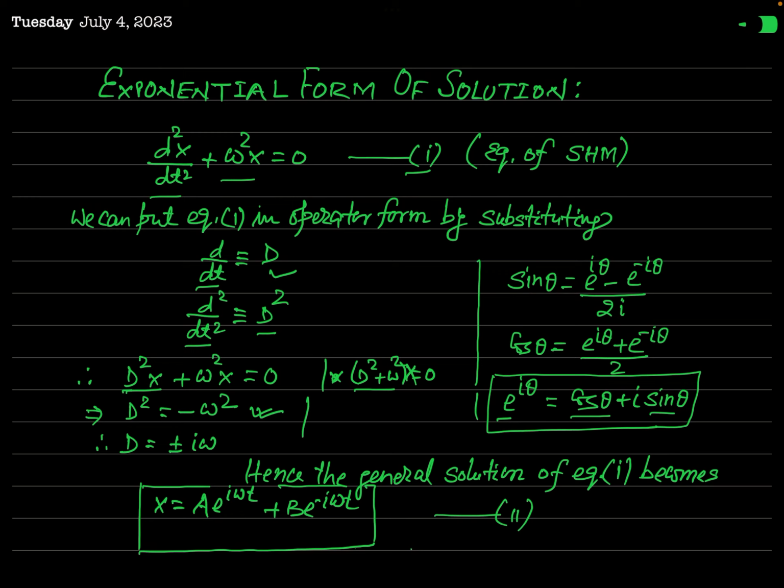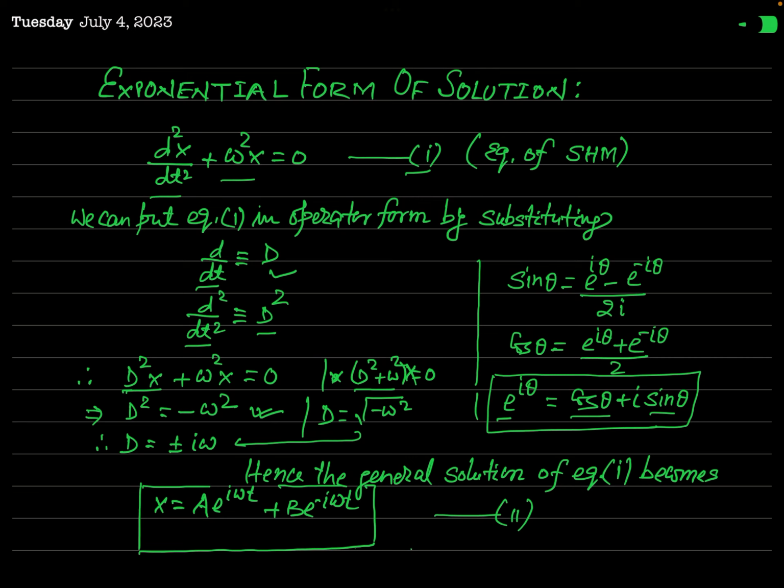So what will be this D? As you can see, D will be the square root of minus ω². And the square root of minus ω² will be what? This will be plus or minus iω, because i² is equal to minus 1.